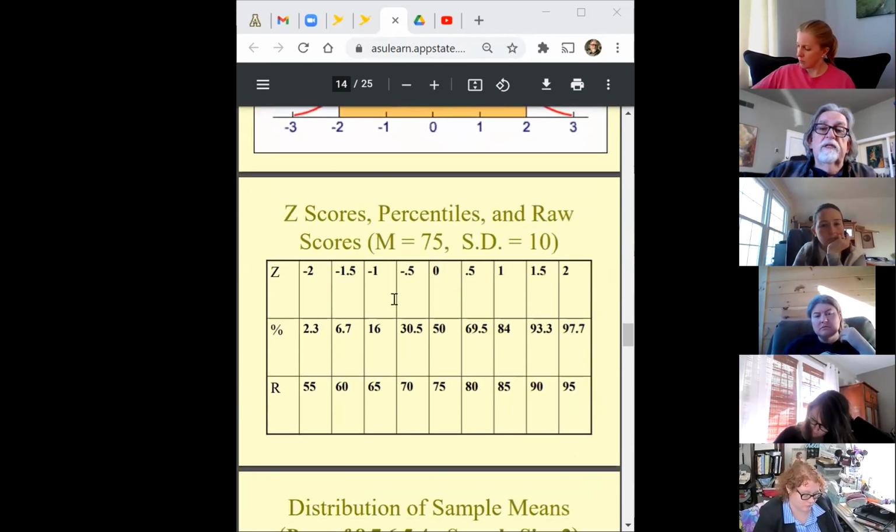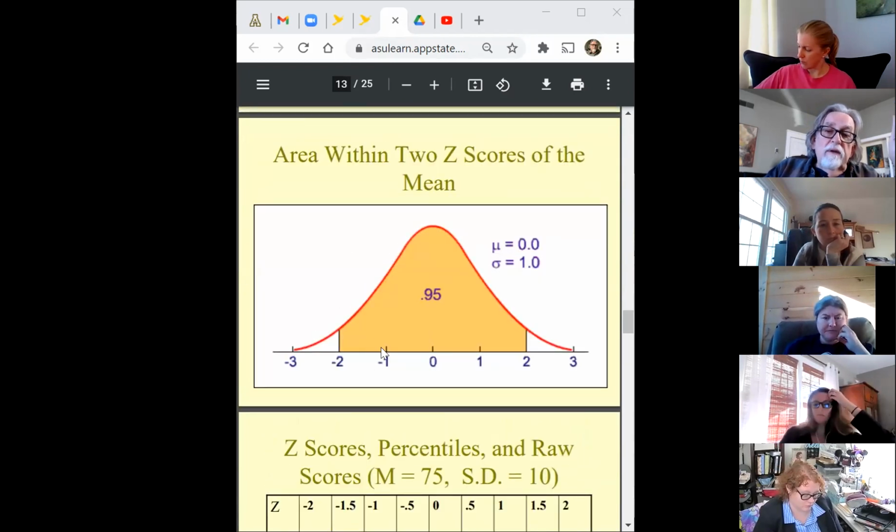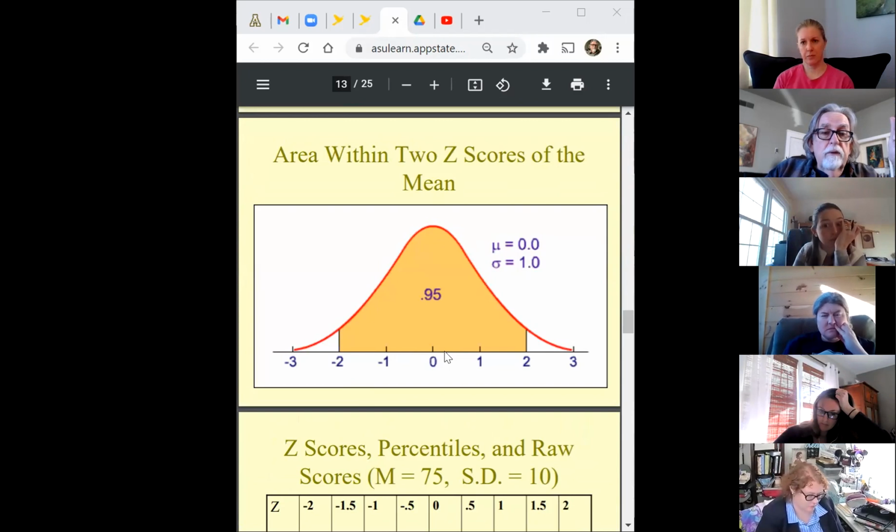Now, let's now look at, and by the way, any little tick mark in between 0 and 1 here, we can know what the area is under the curve at that point.